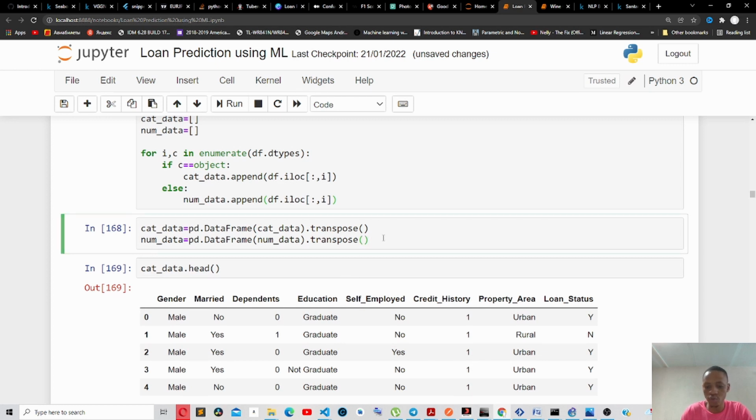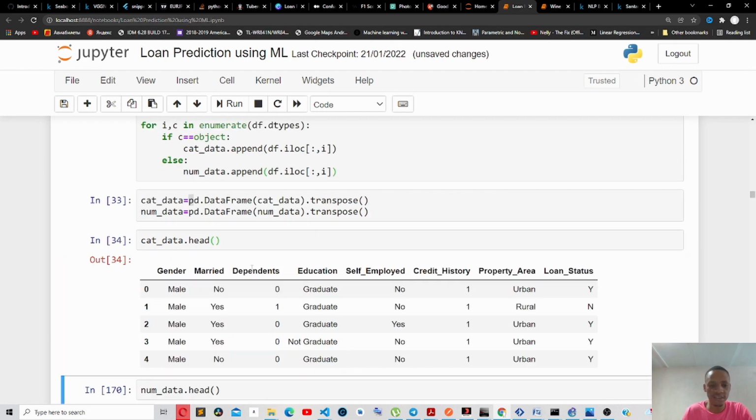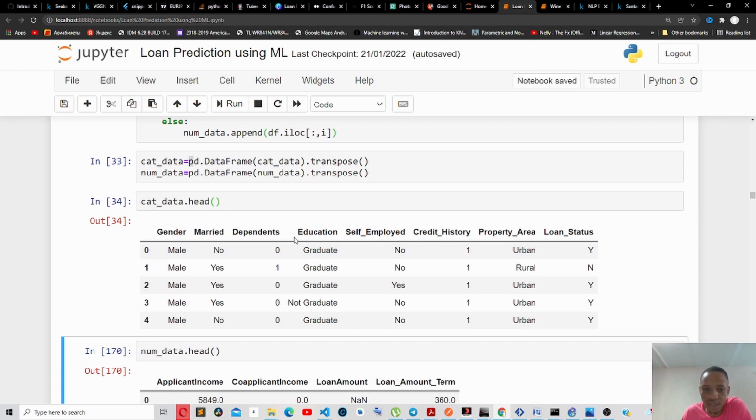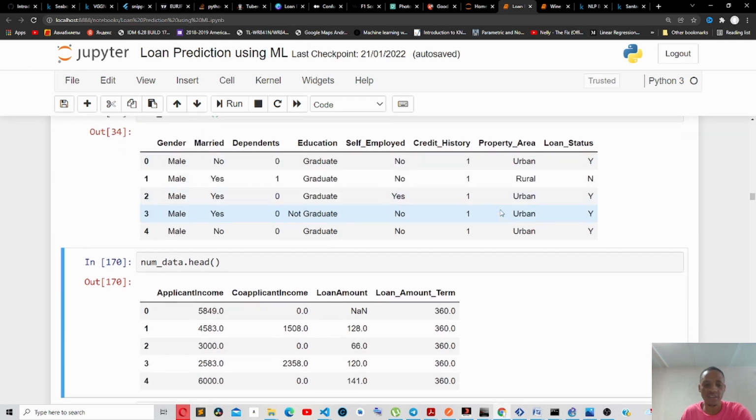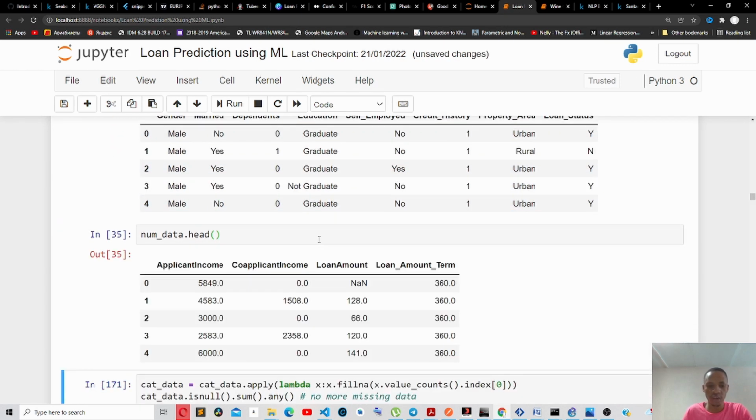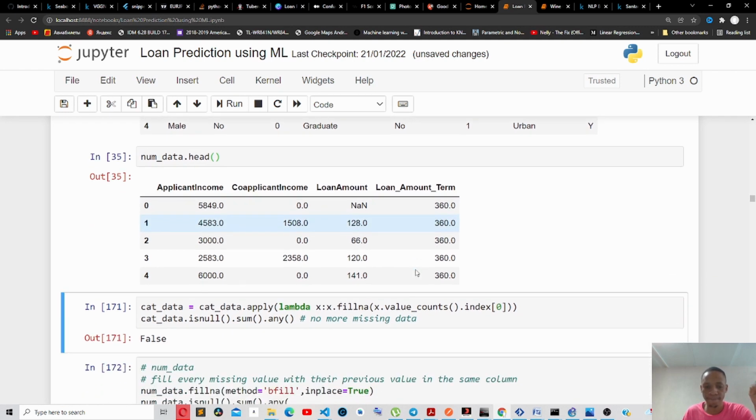And then what we are going to do next is transpose the categorical data and the numerical data. Let's look at the categorical data. As you can see, we have gender, married, dependents, education, self-employed, credit history, urban, and loan status. And then we are also going to look at the numerical data, with the applicant income, co-applicant income, loan amount term, right?